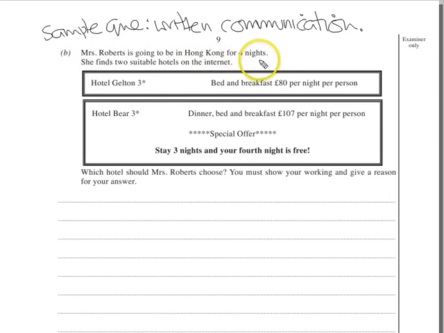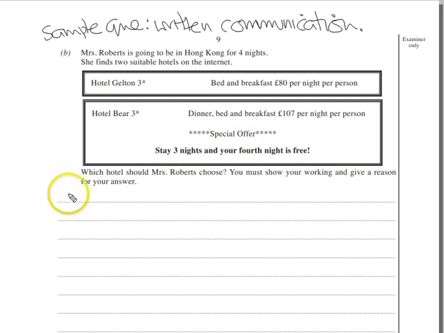Mrs. Roberts is going to be in Hong Kong for 4 nights. She finds 2 suitable hotels on the internet, so they're both suitable. You've got the Hotel Galton, which is 3-star, and you've got the Hotel Bear, which is 3-star. Now, as far as the cost is concerned, bed and breakfast at the Galton is £80 per night per person. The Bear Hotel, 3-star also, does dinner, bed and breakfast for £107 per night per person, but you can stay 3 nights and your 4th night is free, and she's going to want to stay for 4 nights, isn't she? Which hotel should Mrs. Roberts choose? You must show your working and give a reason for your answer.